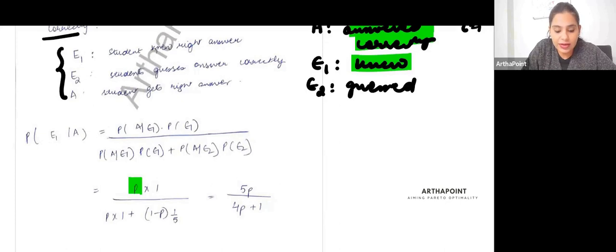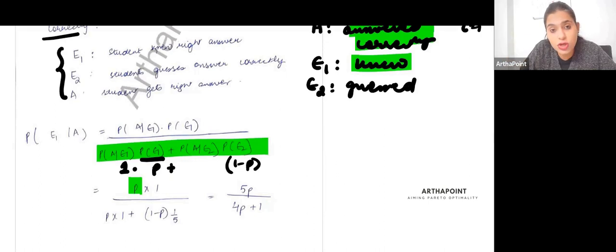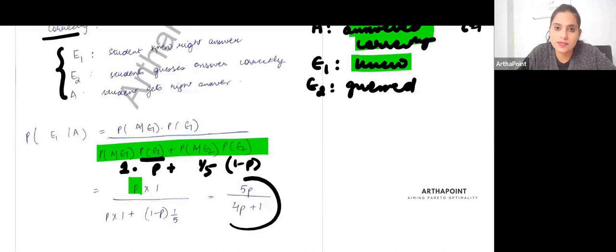Divided by the total probability. So probability he knew the answer, this is P. Given he knew the answer, he will answer correctly, always 1. Probability he didn't know the answer, 1 minus P. If he does not know the answer, he will only answer correctly 1 by 5 times. So 1 by 5. Just put these values and get the answer.